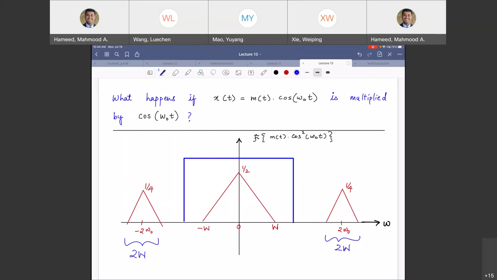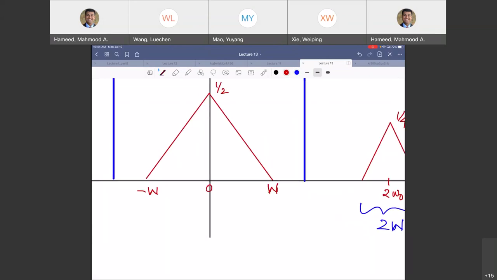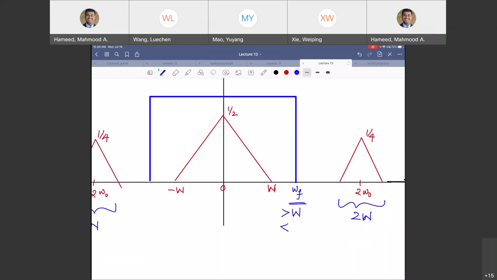Has to be W. Can I be more than W? Okay. How big compared to W can I be? So let's see. Let me call this omega F, the cutoff frequency of my low pass filter. This has to be chosen such that it is greater than W, because it has to let the message go through. But it has to be less than what? It has to be less than 2 omega naught minus W, right? This edge right here.